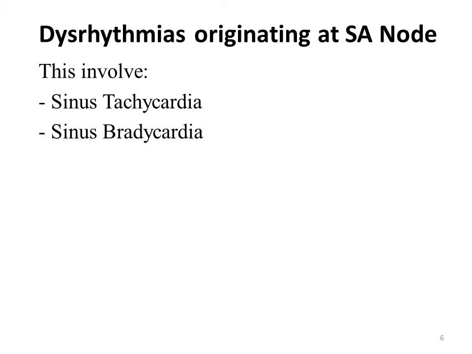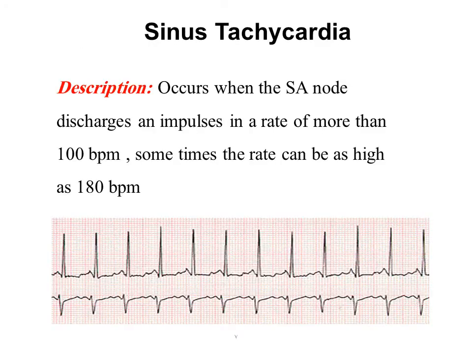Among the abnormalities we will talk about that originate from the SA node, or sinoatrial node, are sinus tachycardia and sinus bradycardia. In sinus tachycardia, all characteristics of sinus rhythm are present except that the heart rate is above 100 beats per minute. The SA node discharges an impulse at a rate of more than 100 beats. Sometimes this could reach 180 beats per minute.